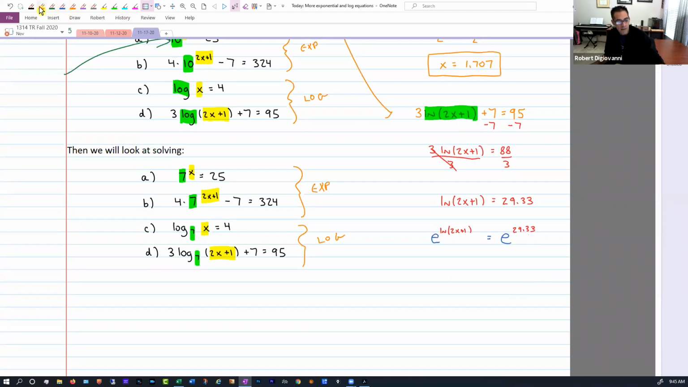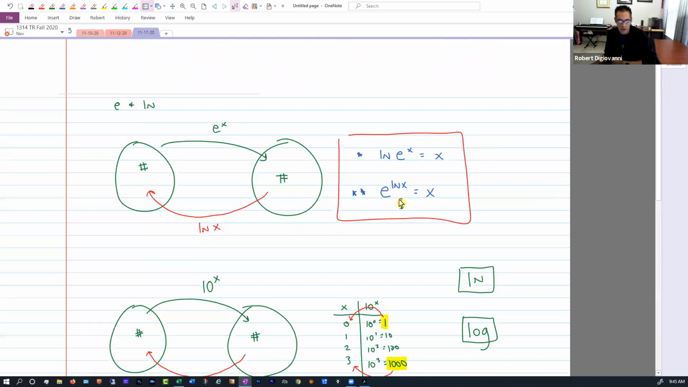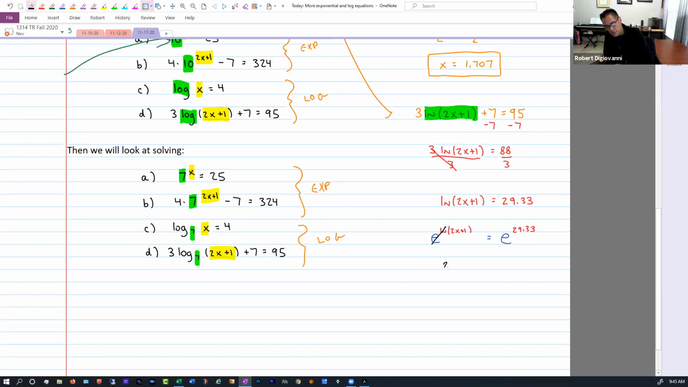The whole point of that is that this e and natural log kill each other off. Again, that's the property that I explained here. And so I'm just going to get the 2x plus 1 here. And then here, uh-oh, that's going to be a huge number. e to the 29.33, I just realized that's a huge number.